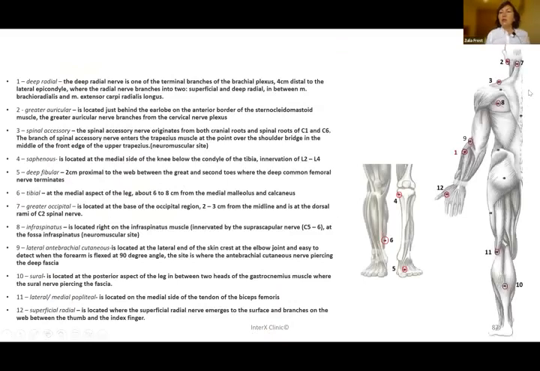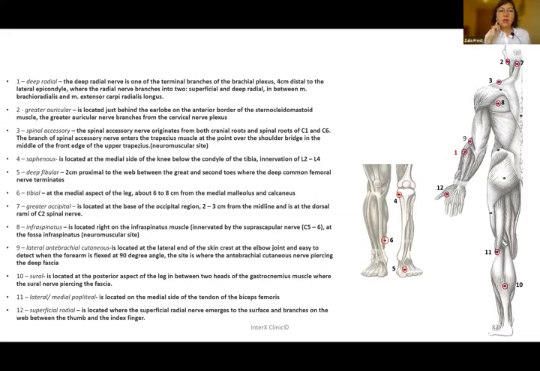Okay, this is the anatomical location of the point. I can go through this with you, but really, I'm going to let you read it through, because it just explains. The deep radial nerve is one of the terminal branches of the brachial plexus, and 4 centimeters distal to the lateral epicondyle, the radial nerve branches into 2, superficial and deep. So we are targeting the deep branch, which then innervates musculus brachioradialis and extensor carpi radialis longus. Yes. So the point is just there.